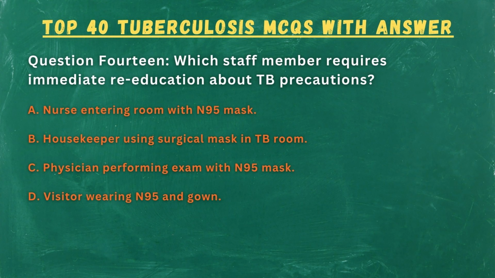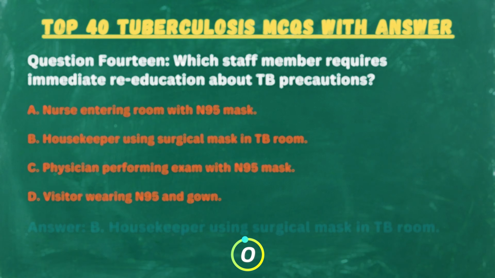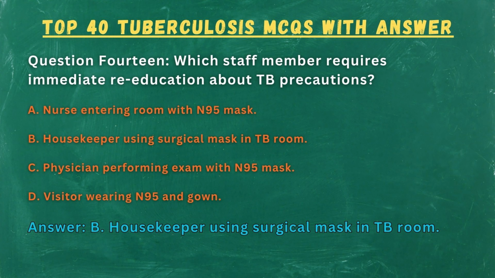Question 14. Which staff member requires immediate re-education about TB precautions? A. Nurse entering room with N95 mask. B. Housekeeper using surgical mask in TB room. C. Physician performing exam with N95 mask. D. Visitor wearing N95 and gown. Answer. B. Housekeeper using surgical mask in TB room.